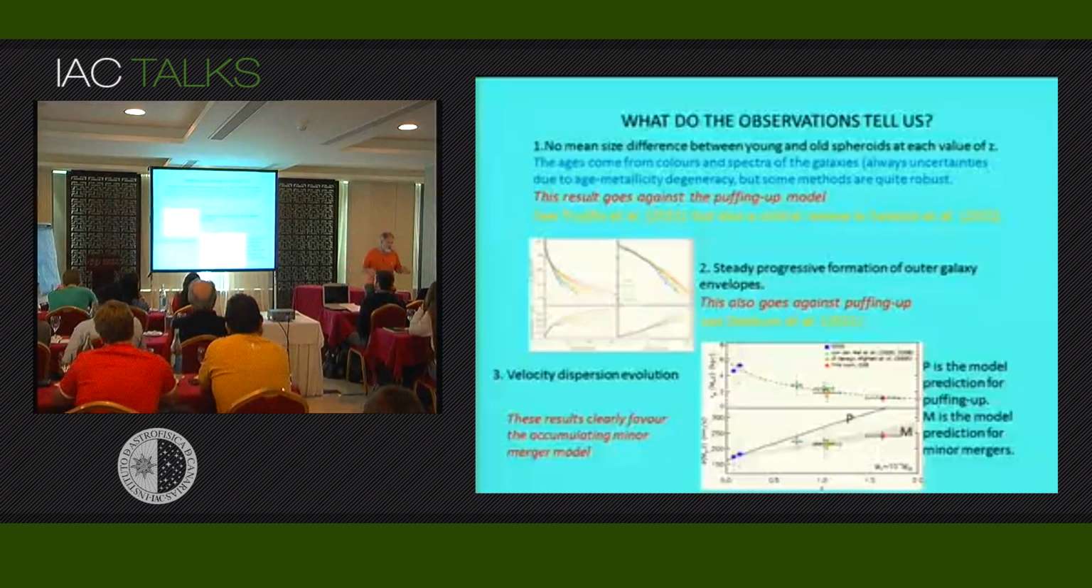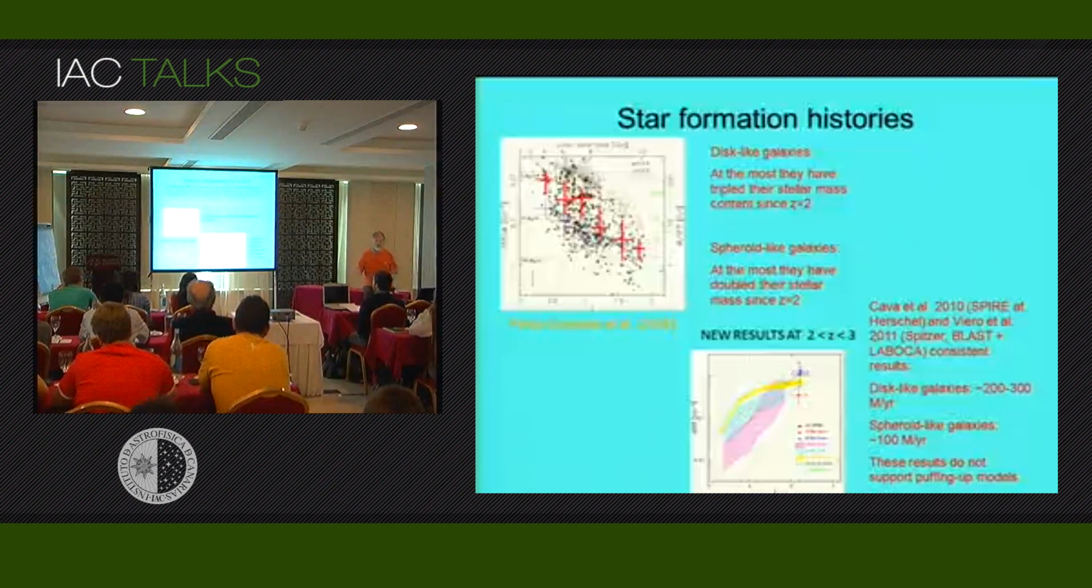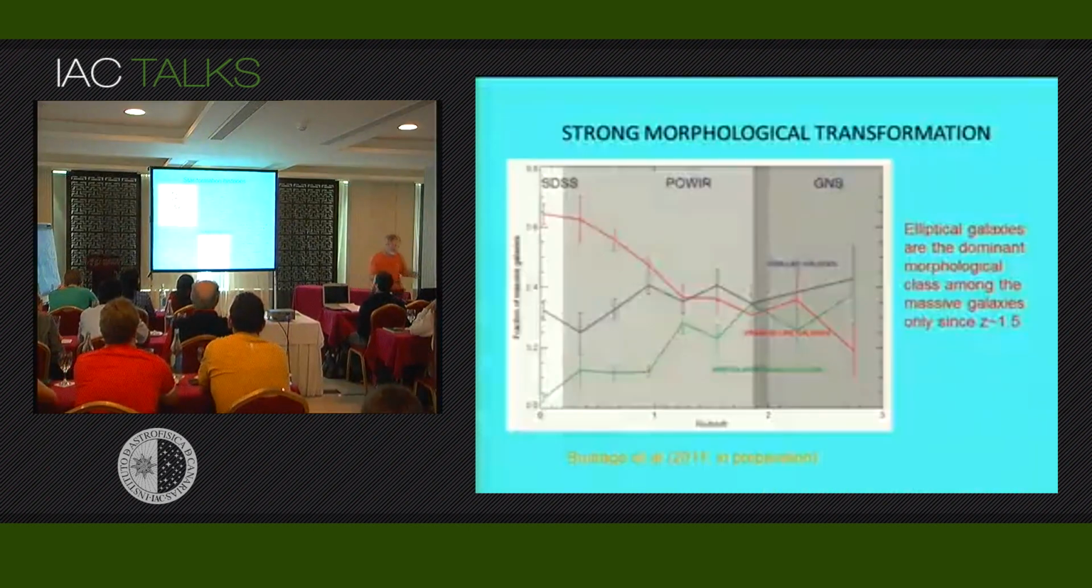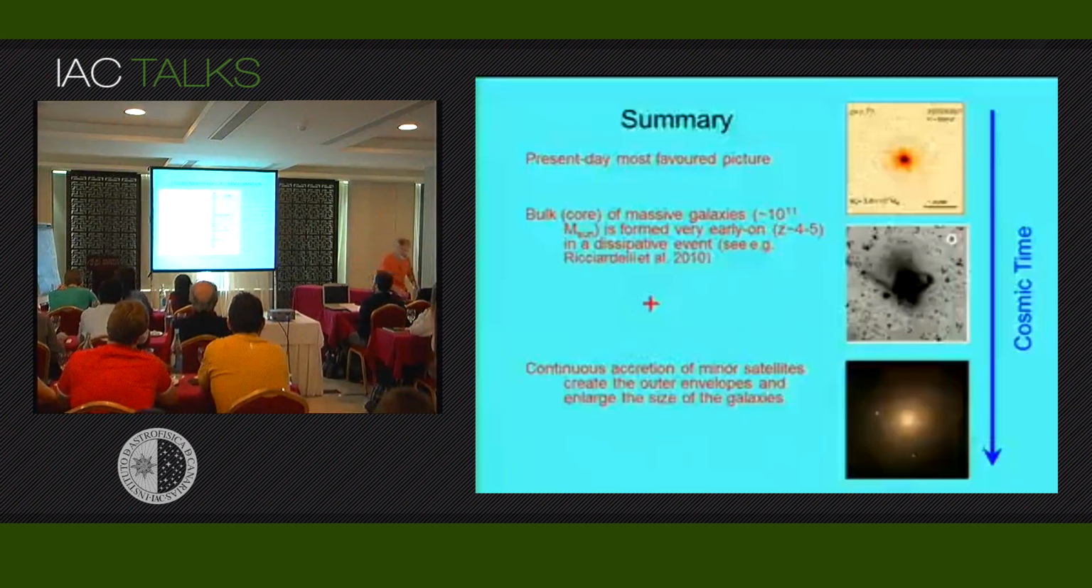They tell us, first of all, there's no mean size difference between young and old spheroids at any given value of Z. And this result tells against the puffing up model. There is steady progressive formation of the outer galaxy envelopes, which is again against the puffing up model. And the velocity dispersion evolution is progressive and slow, and this again tells in favor of the accumulating minor merger model. Also they look at the star formation history, which can be done conventionally with ordinary spectra and colors, or now they can use Herschel results in the infrared. The results they're getting for these star formation histories suggest that the puffing up models don't work.